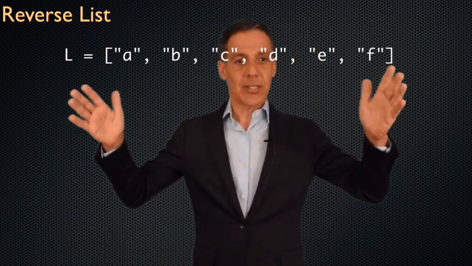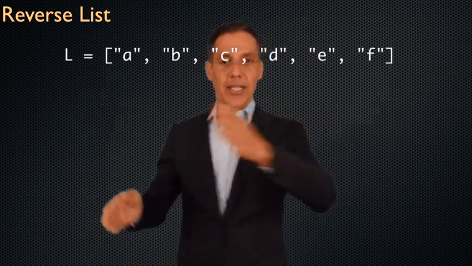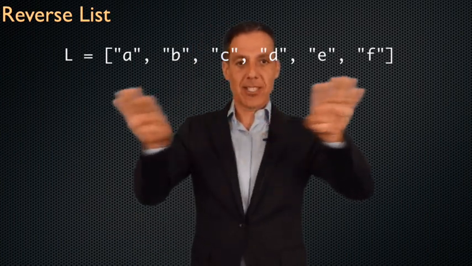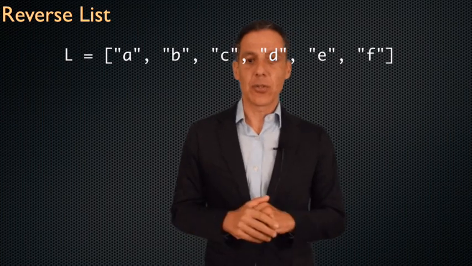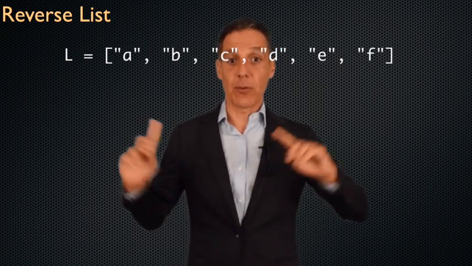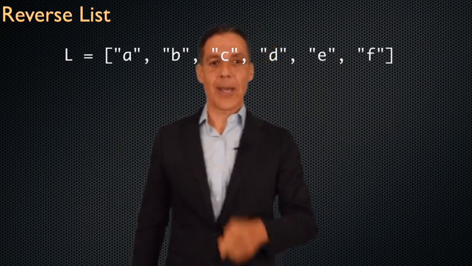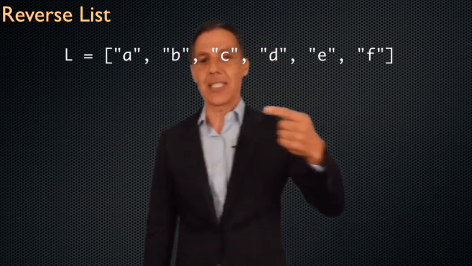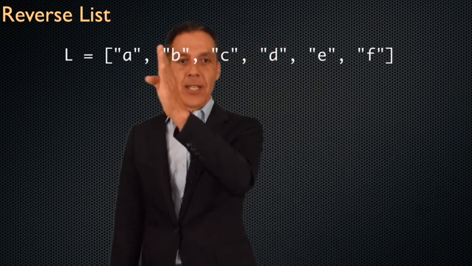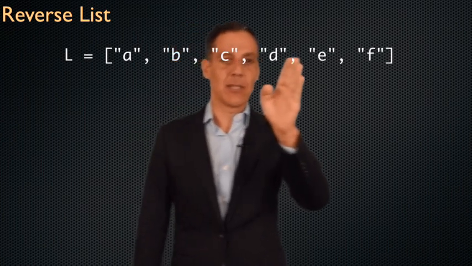I give you a list. I know this is a list again because I have the square brackets, I have comma delimited. There are 6 elements indexed from 0 to 5. And I ask you to write some Python code that reverses the list. So I want L to read instead of A, B, C, D, E, F, I would like it to read F, E, D, C, B, A. So that should be F. That should be E, D, C, B, A.